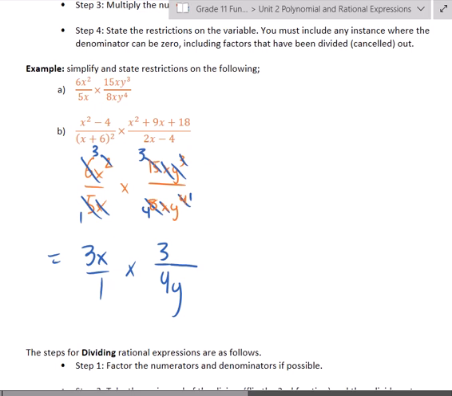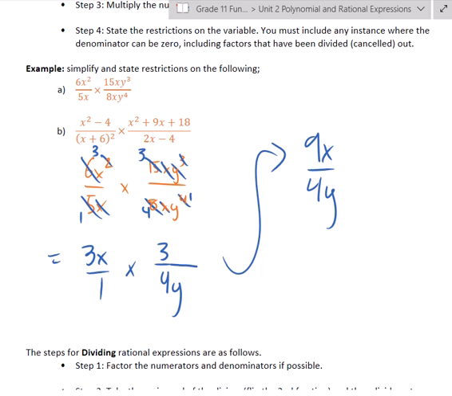So that caught my mistake earlier when I did that. So here, we now have 3x times 3. That's 9x over 4y. And now we have the state restrictions here. So our restrictions is anything we canceled out and anything on the denominator.